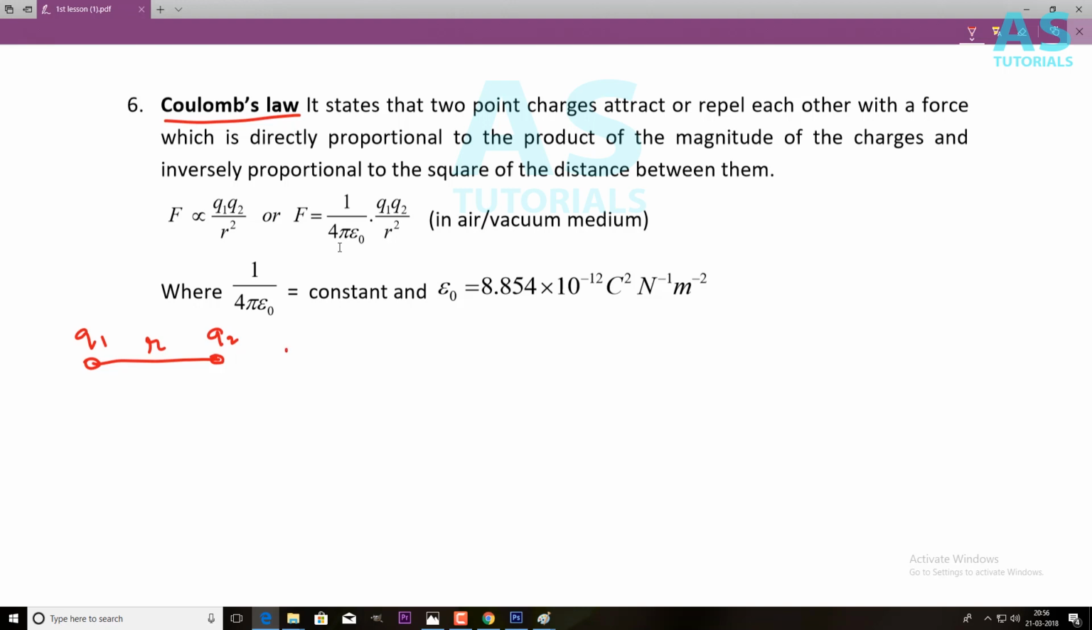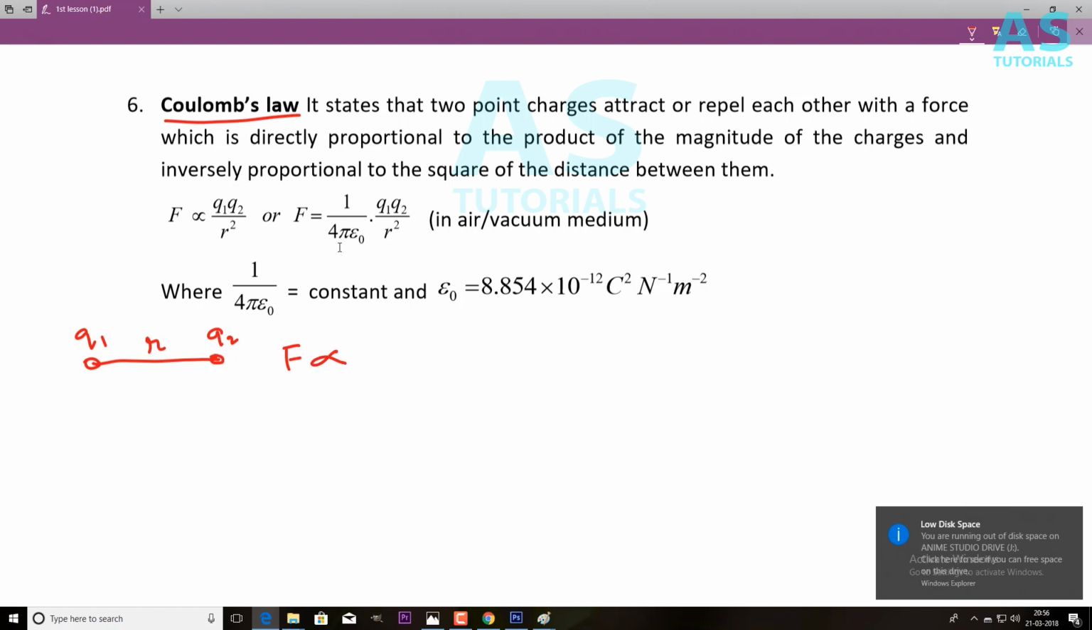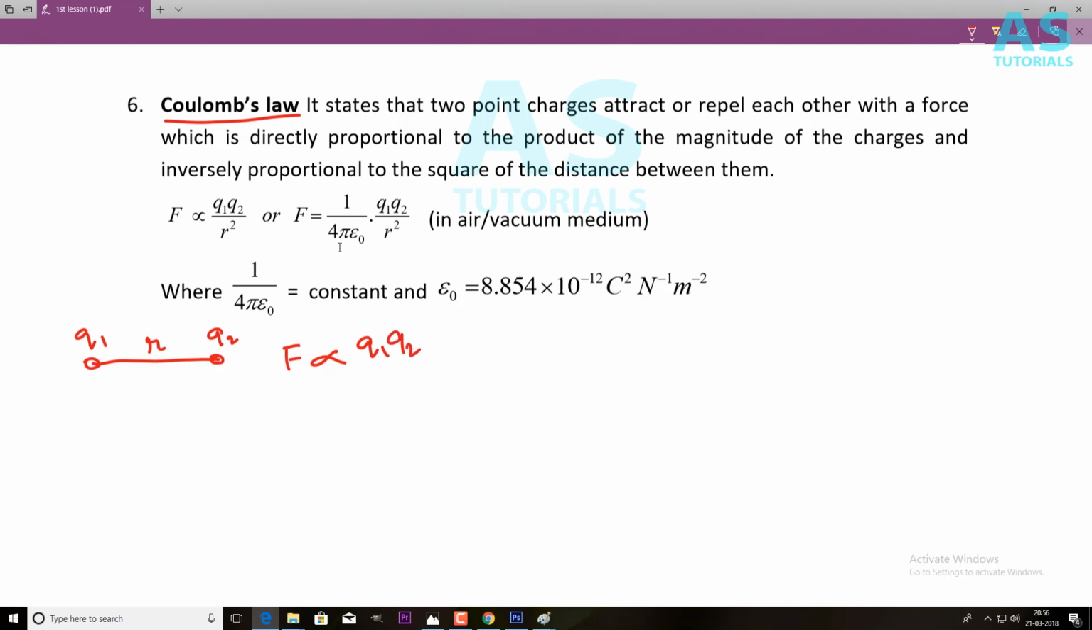That force in magnitude is directly proportional to the product of the charges. So you have Q1, Q2 here. And in the second case, the same force between the charges varies inversely with the square of the distance between them. So if you combine the two equations, F is proportional to Q1 Q2 divided by r square. So this is what you get here.